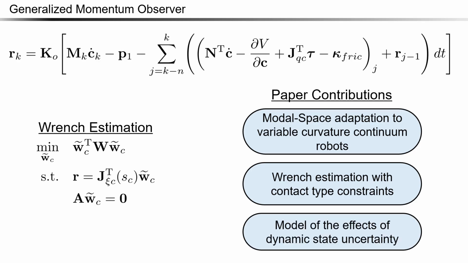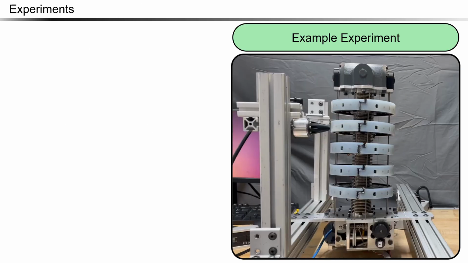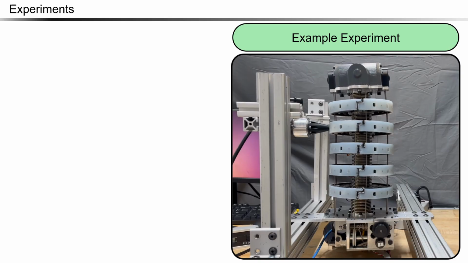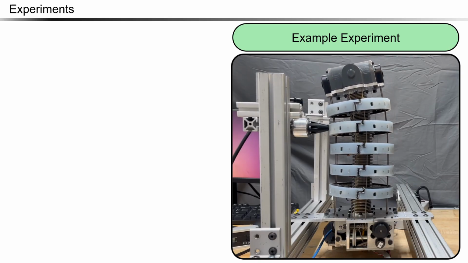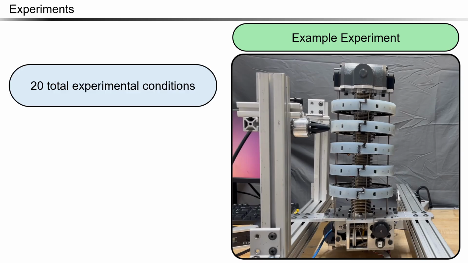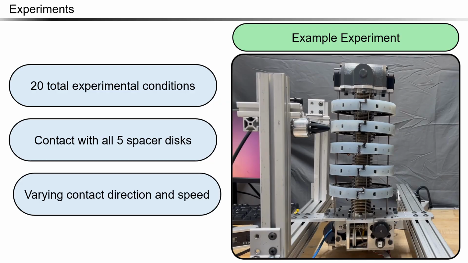We then model the effects of dynamic state uncertainty on the uncertainty in the momentum observer. In the validation experiments, the continuum segment intentionally collides with a force-torque sensor, and the observer output is compared with the measured forces. We performed a total of 20 experiments with varying contact location, speed, and direction.